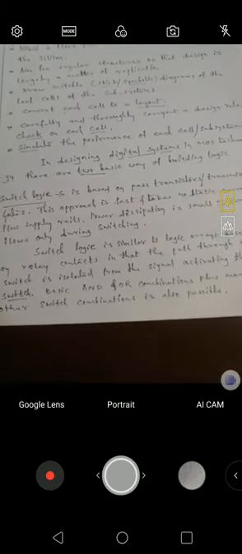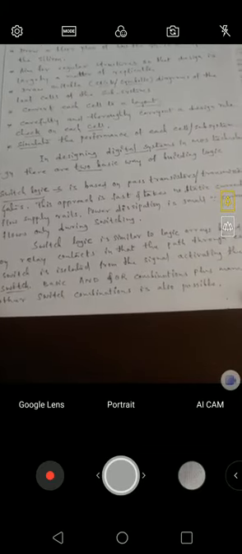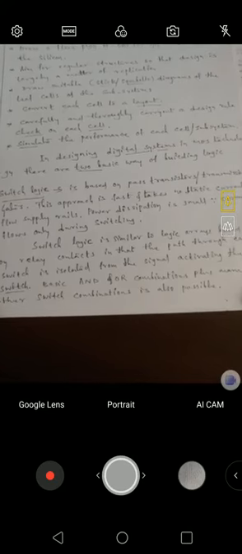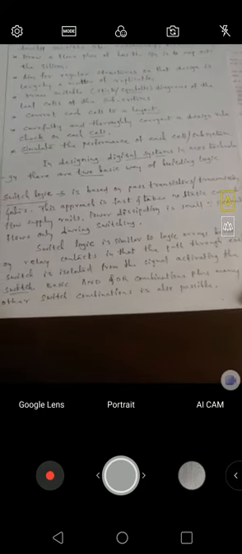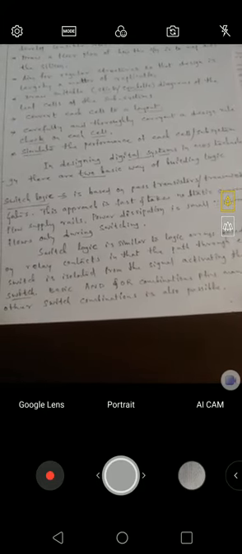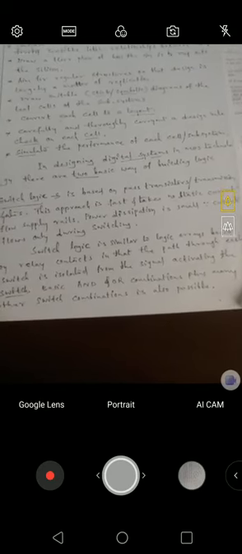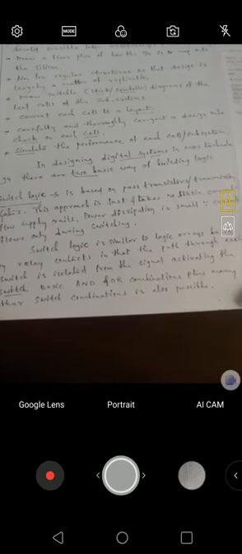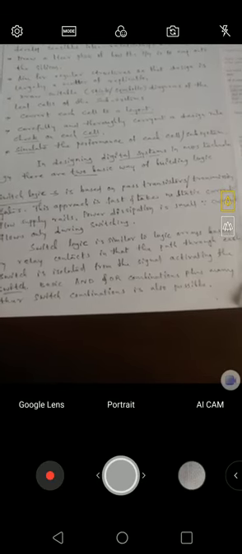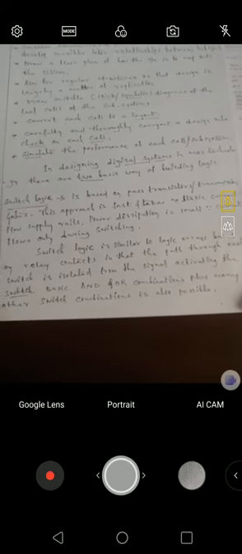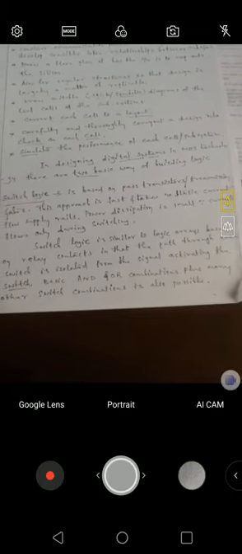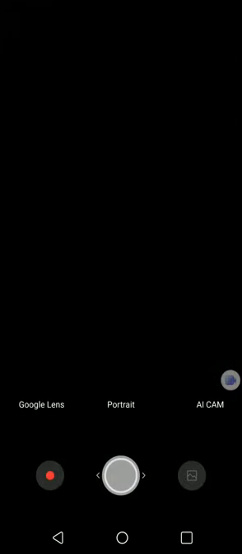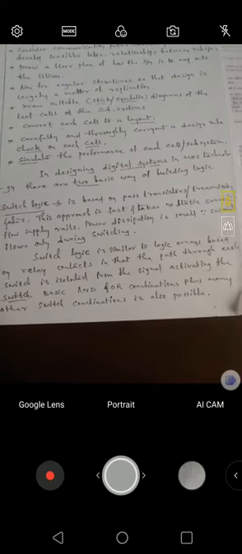In designing digital systems in MOS technology, there are two basic ways of building logic. One is switch logic, which can be based on pass transistors and transmission gates. This approach is fast and takes no static current flow from the supply rails, and power dissipation is small. Current flows only during switching. Switch logic is similar to logic arrays based on relay contacts.